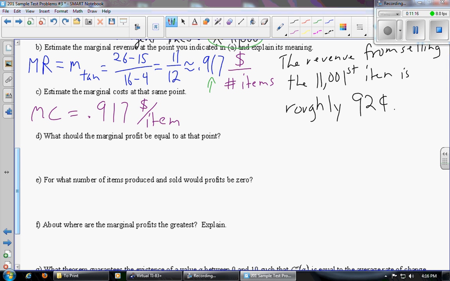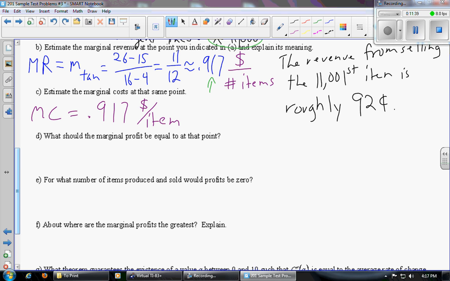And so what's going on? If you sell the 11,001st item, you're going to get about 92 cents in revenue. But this latest answer tells us that we're also going to lose about 92 cents, because that's what it costs us to produce and sell that item. So how much profit do you gain from selling that 11,001st item? The answer is none. You don't get any.